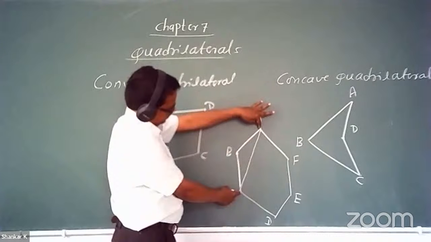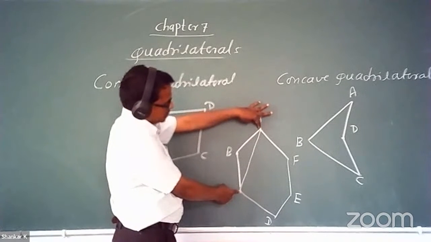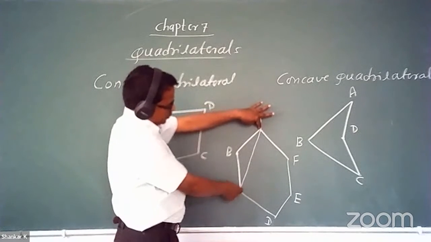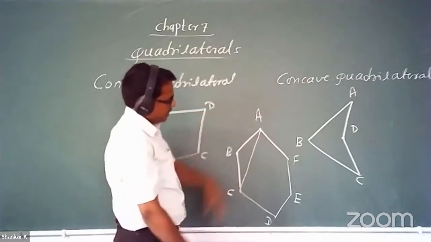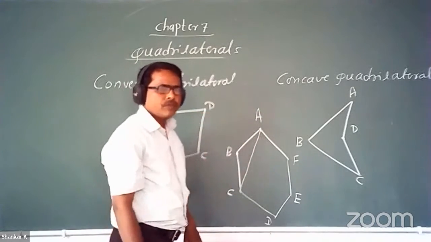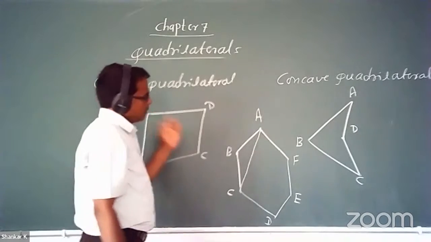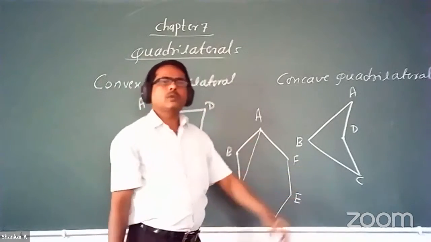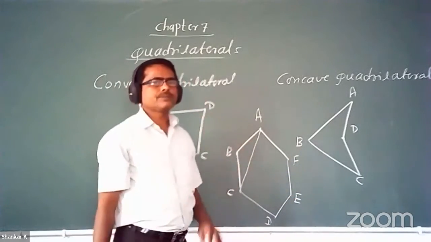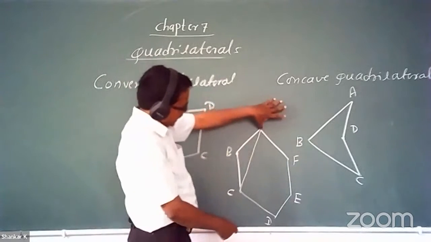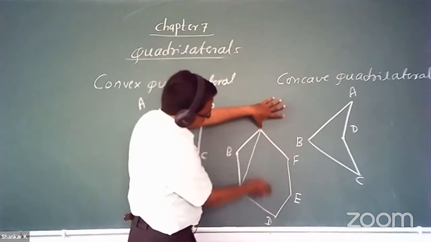A and C are non-consecutive vertices. The line which joins non-consecutive vertices is a diagonal. This is also a diagonal here. A diagonal need not make exactly two equal parts. This is also a diagonal.